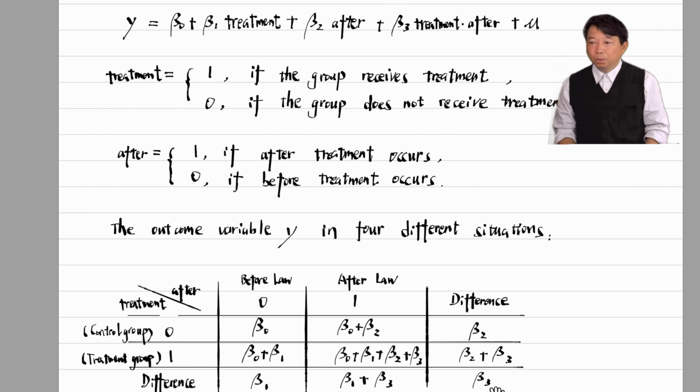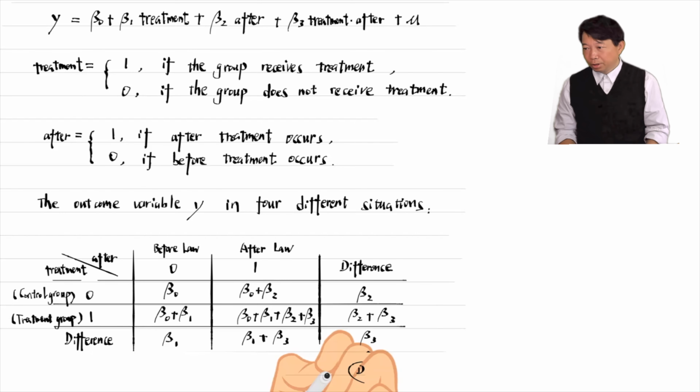This is because we have taken into account the trend of change without the treatment, under the assumption that both groups of workers exhibit a similar trend without the treatment. Thus, the coefficient of the interaction term captures the causal effect of the law.